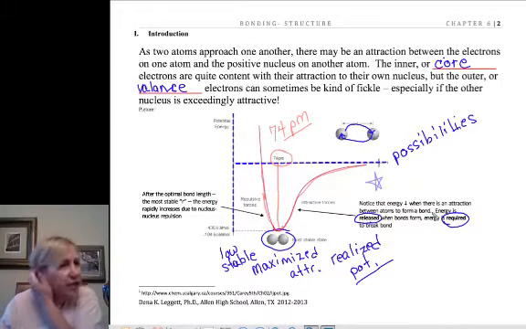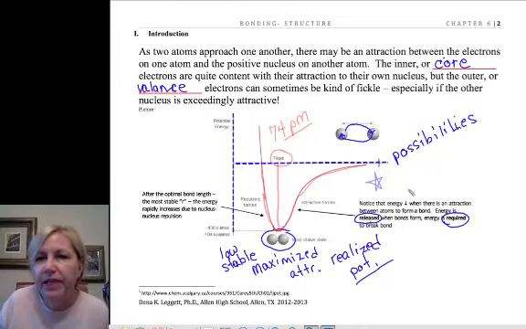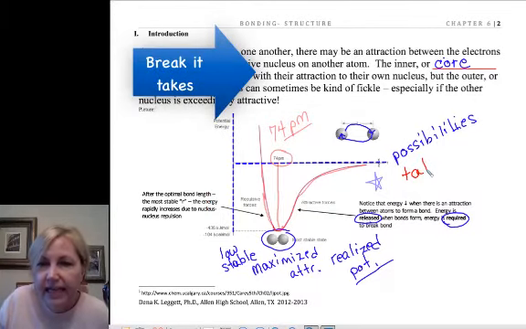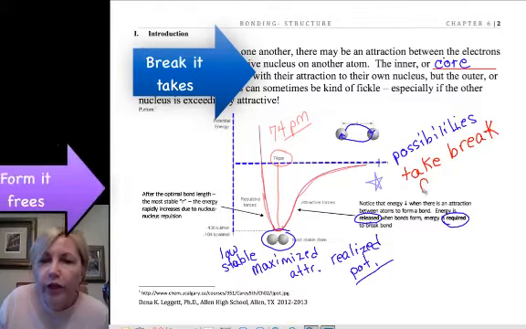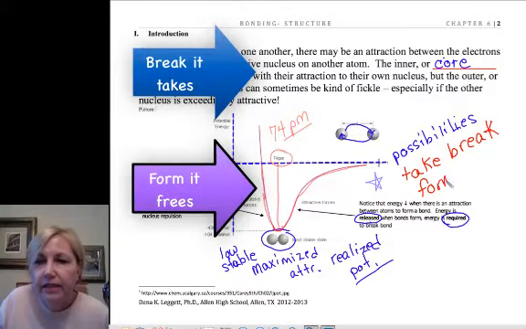So today I was trying to think of a way to help you remember it, because for some reason it does seem to be something that students miss, that it takes energy to break. They rhyme. So when you break, it takes energy. When you form, you free energy.